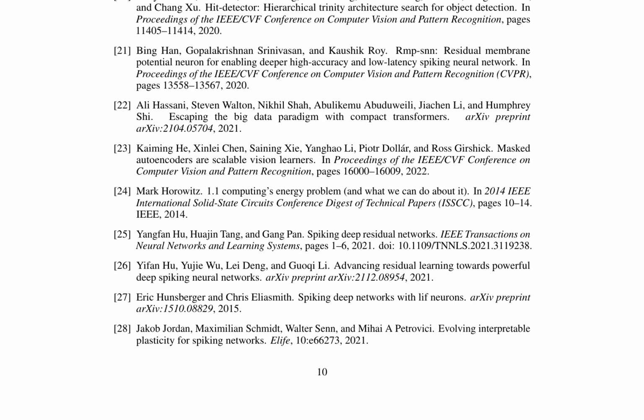In the context of spiking neural networks, several key contributions are discussed. Yangfan Hu et al.'s development of spiking deep residual networks and Yifan Hu et al.'s advancement of residual learning towards powerful deep spiking neural networks have significantly expanded our understanding of SNNs. Hunsberger and Eliasmith's use of spiking deep networks with LIF neurons has provided new insights into the capabilities of SNNs, while Jordan et al.'s research on the evolution of interpretable plasticity for spiking networks has opened up avenues for future exploration.